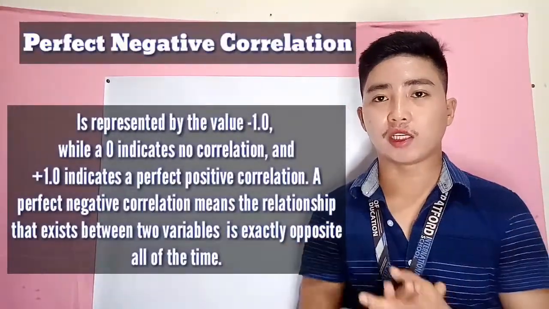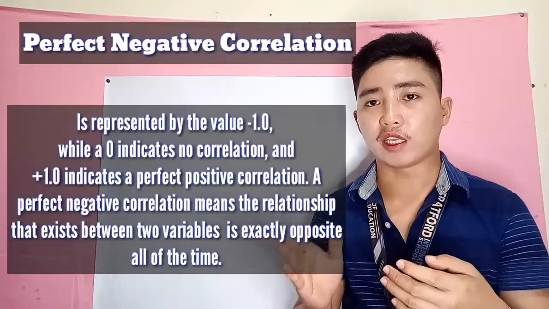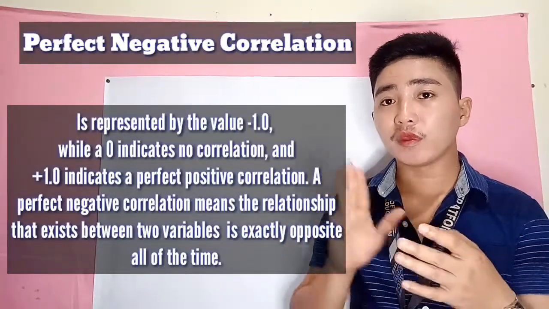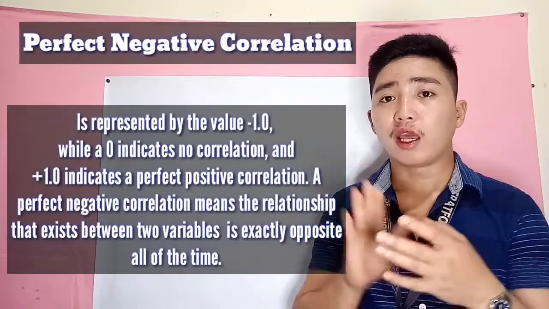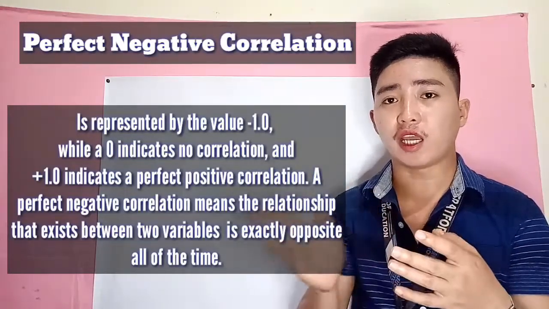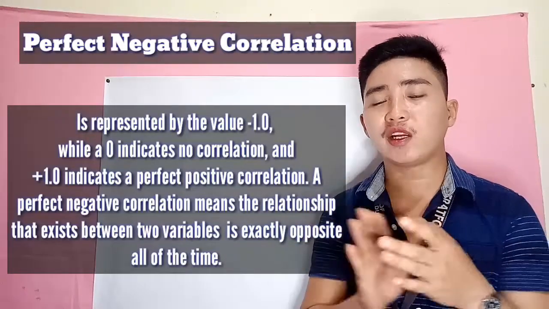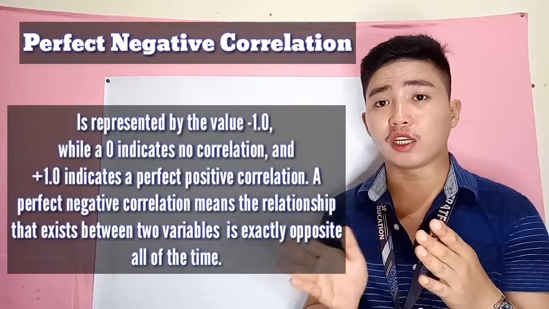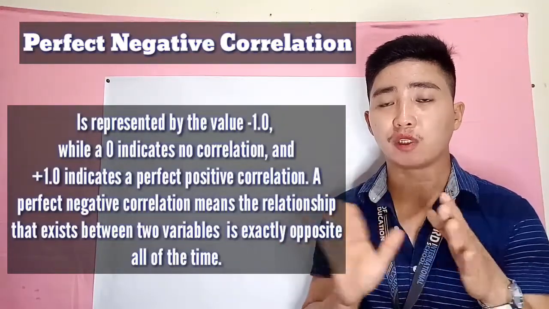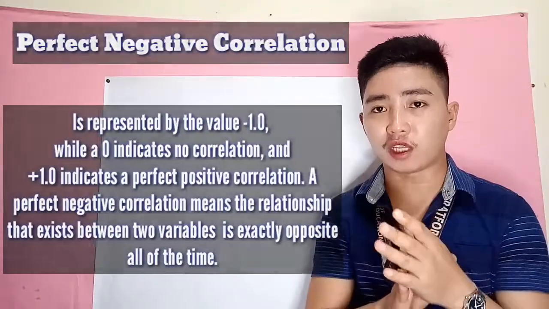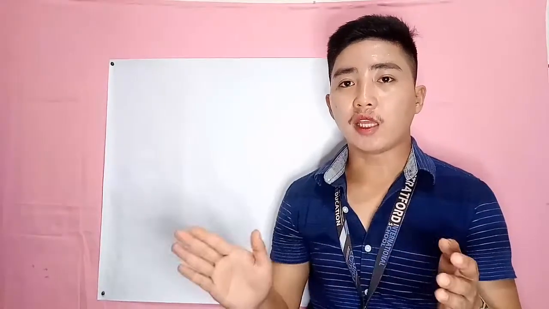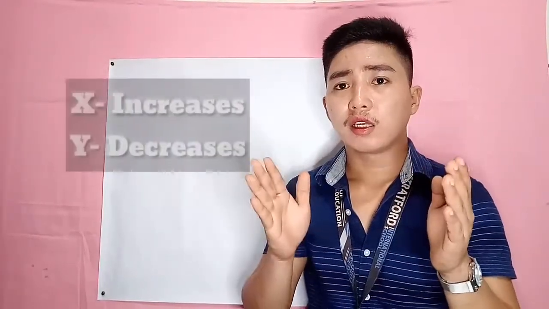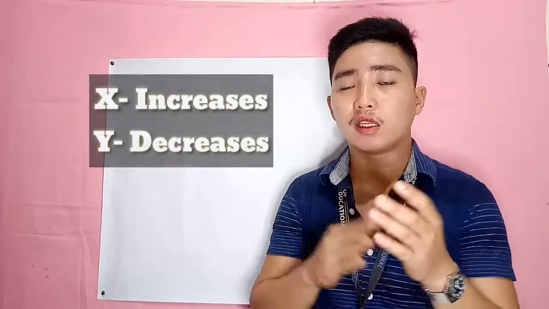A perfect negative correlation is represented by the value of negative 1.0, while 0 indicates no correlation, and positive 1.0 indicates a perfect positive correlation. A perfect negative correlation means the relationship between the two variables is exactly opposite all of the time. If we create a line graph, the score of each student in test Y is the exact opposite of test X, which means X increases as Y decreases.